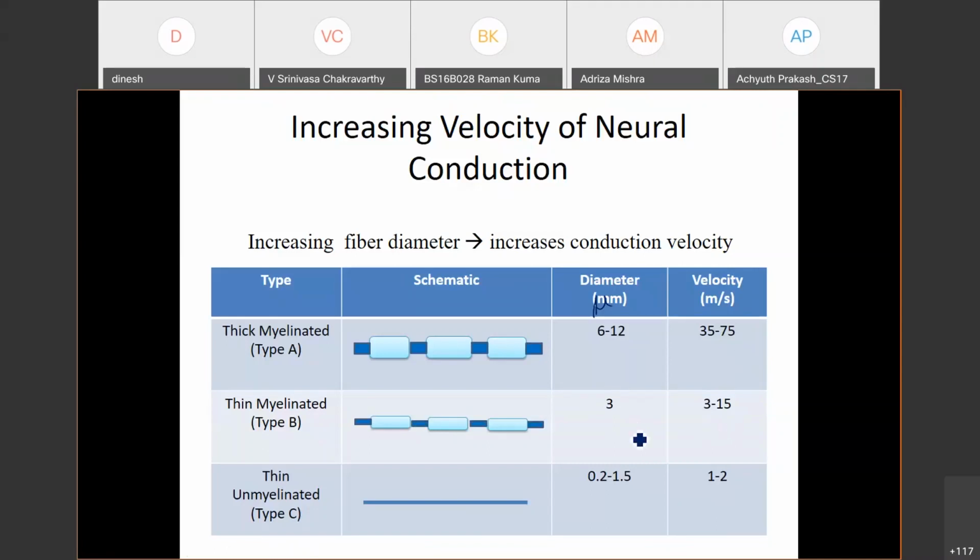And then you have unmyelinated cables. This is called type C. The first one is type A and the second is type B. These have much smaller diameter, right? And the speeds are also very low. So usually the myelinated cables are used to convey sensory motor information, while the unmyelinated cables, or fibers, are used for conveying pain information, which propagates a bit slow.